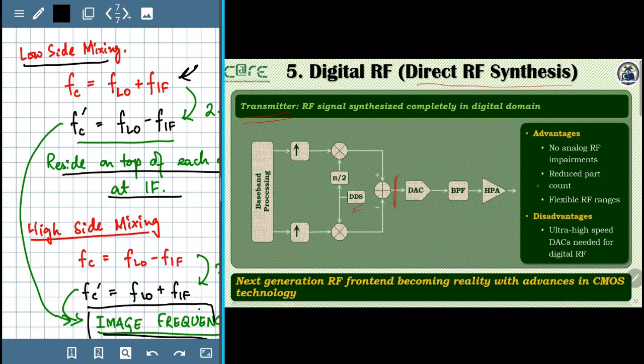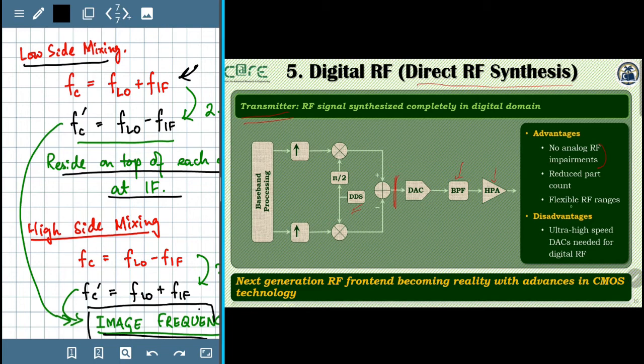As you can see, if you compare it with the previous architectures that we have seen, there is a significantly reduced analog domain part count. So we only have now a bandpass filter and a high power amplifier, and this reduced part count has direct implications on the analog RF impairments, because most of the analog RF impairments arise from IQ imbalance from the mixers, which are not present altogether in this architecture.